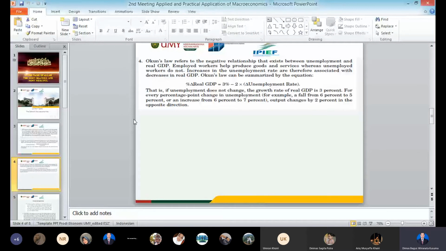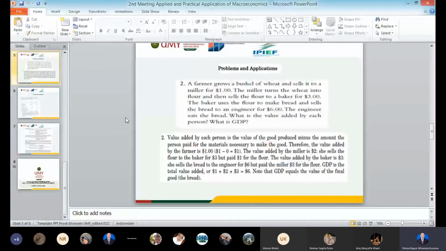Next one. Okay, these are the previous examples. I think we have discussed them previously. The answer is exactly here, Umron. I have already put the answer. Value added by each person is the value of the good produced minus the amount the person paid for the material necessary to make the good.